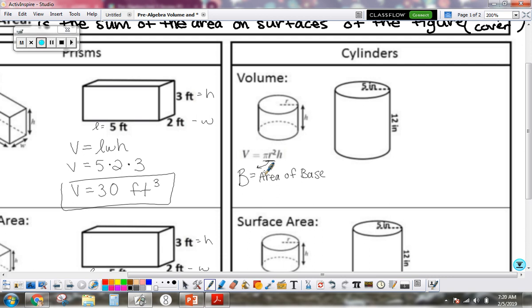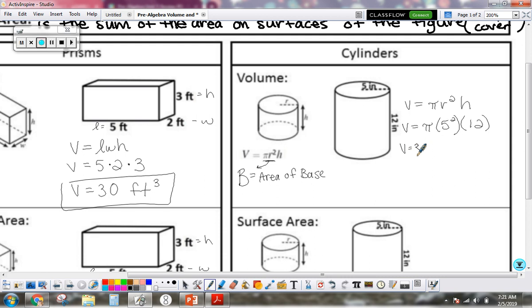So to find the area of the base, we need to know what our radius is. Our radius, remember, is halfway across the circle. So our radius here is 5. The volume equals pi r squared h. Okay? So pi times 5 squared times our height, which is 12. Order of operations tells me to do the grouping symbols first, but since there's nothing really in there, we have the exponent, so we're going to do that one first. Okay? Grouping symbols, then exponents. So focus on that one first. 5 squared is what? 25.